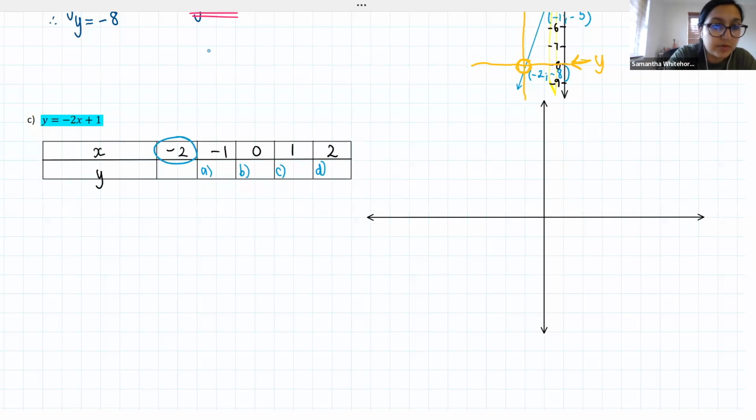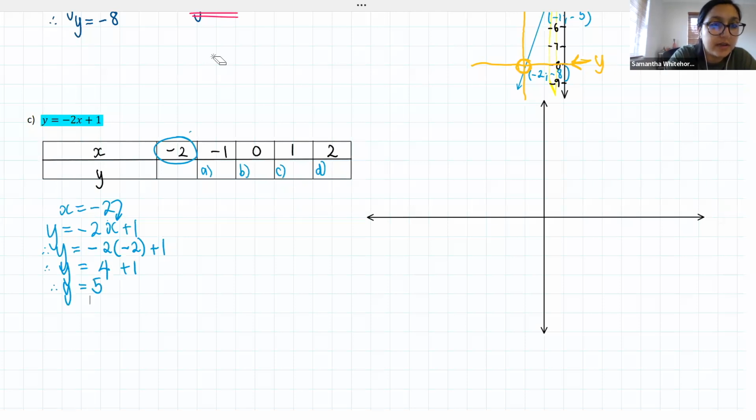So this is my input value, x equals negative 2. We're going to substitute this into our equation of y equals minus 2x plus 1. So wherever I see an x, I'm going to substitute in the negative 2. y equals negative 2 times that negative 2 plus 1. We know that negative 2 times negative 2 is a positive 4, plus 1. And so we get our output value of 5.